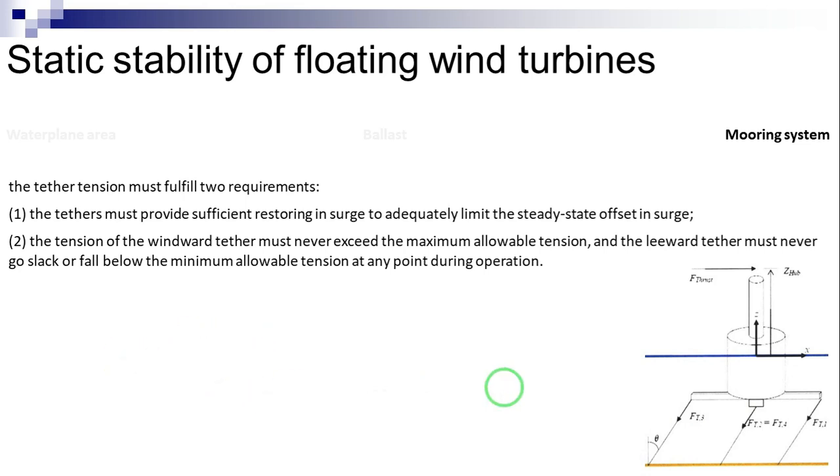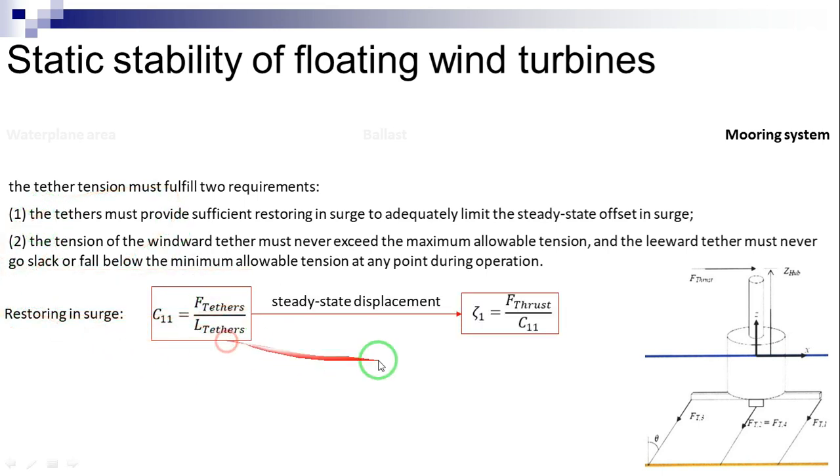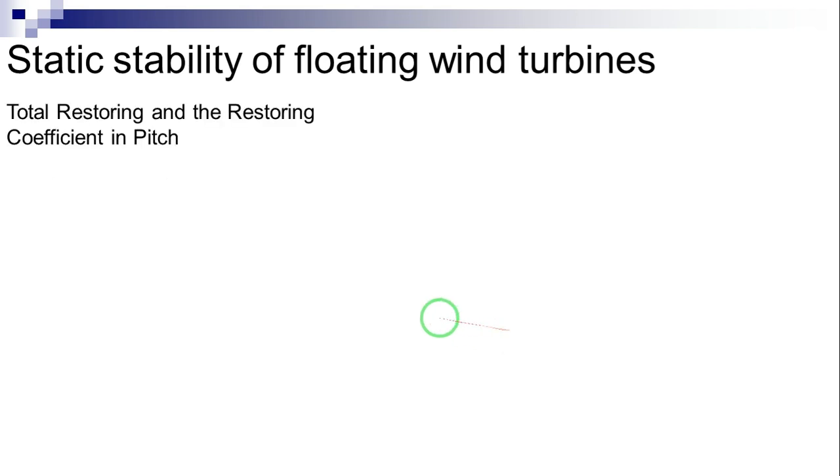Restoring in surge caused by the tethers is related to the tether tension and length through the following equation. Restoring results in a steady state displacement through the following relation. An initial limit for the tether tension is reached by limiting the system's steady state displacement. This tension must also satisfy the second requirement for the operational line tension. In operating conditions, the tension in each line is found by solving a balance of forces and moments for the tensions.